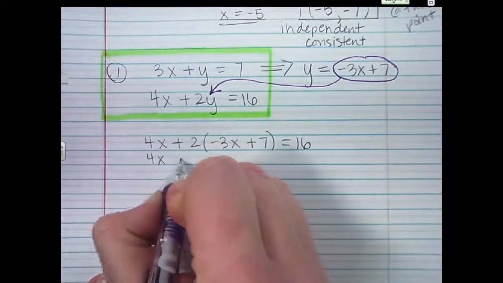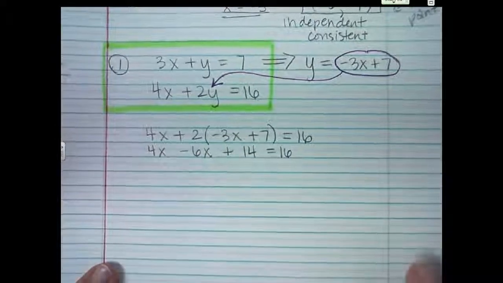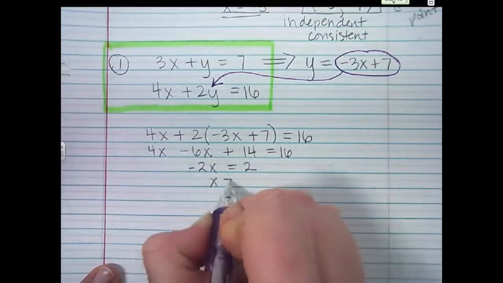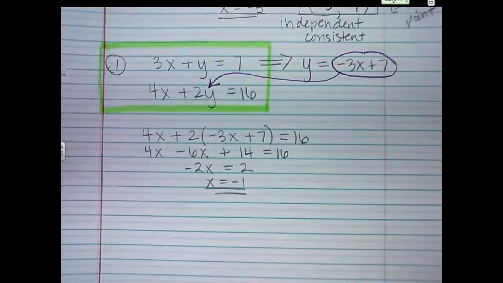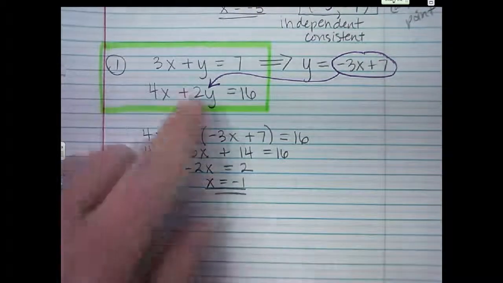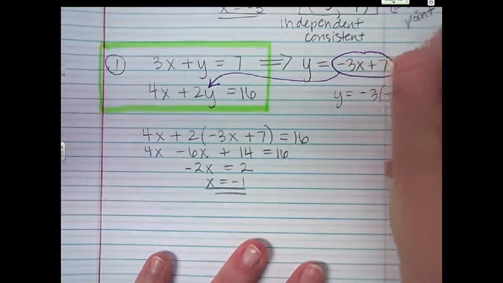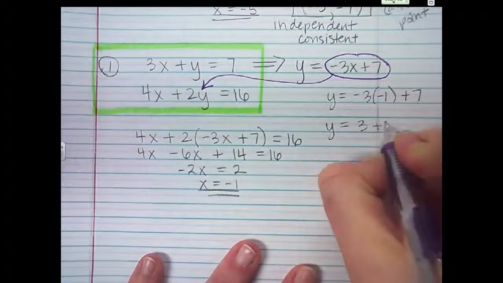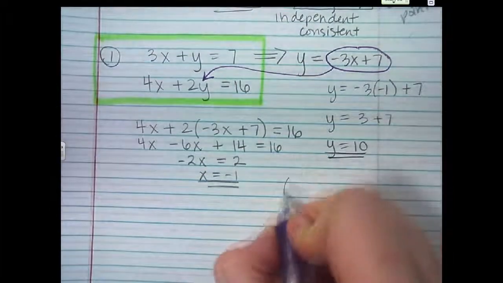So this becomes negative 6x plus 14 equals 16. Negative 2x equals 2. So x equals negative 1. You can do either one. So then I'll come back up here and I'll plug in negative 1 to the x. So y equals 3 plus 7, which is 10.